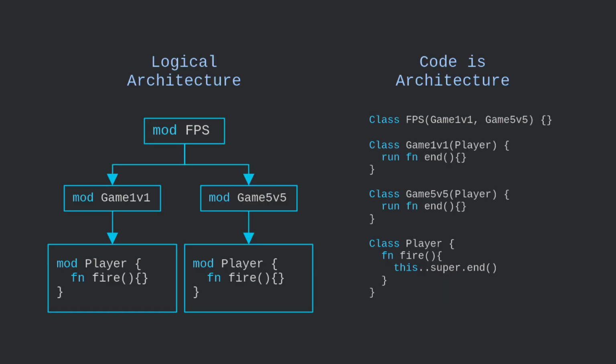Suppose we are writing an FPS shooting game. The module architecture of this game is shown on the left. This game has 2 modes, 1v1 and 5v5. There is a module called Player that handles the logic for controlling the player's character. The programmer can write the code directly according to the logical architecture, as shown in the right diagram.